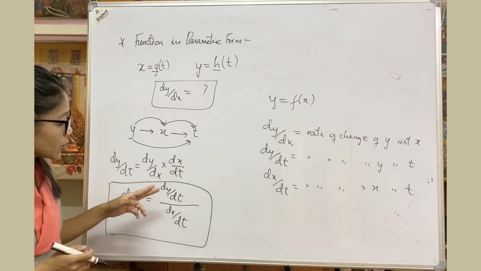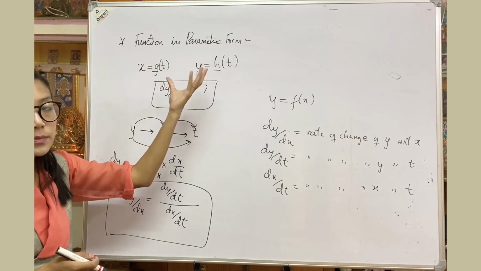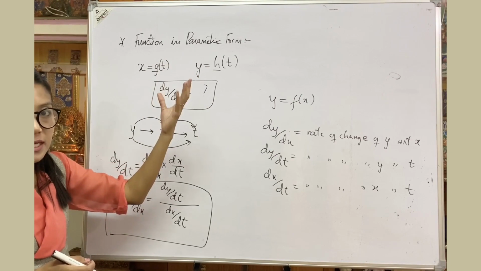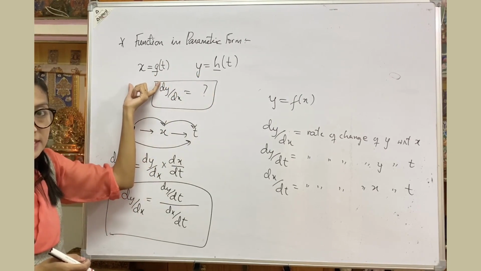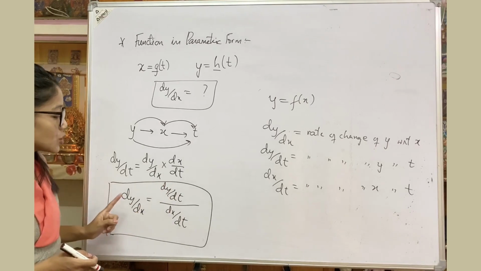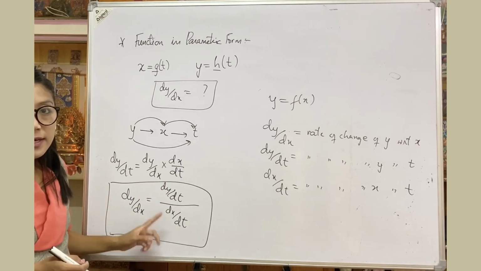So what you will do now is quite simple. Both x and y are expressed in some other variable t. So separately you will find dy by dt and dx by dt, and then you will substitute it here. So dy by dx is equal to dy by dt divided by dx by dt.